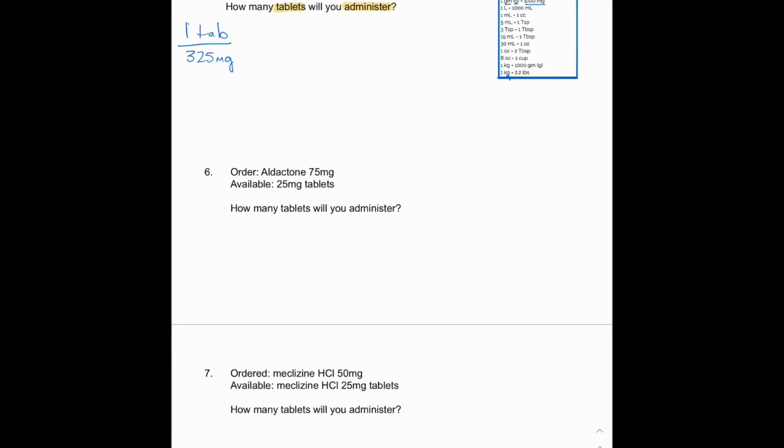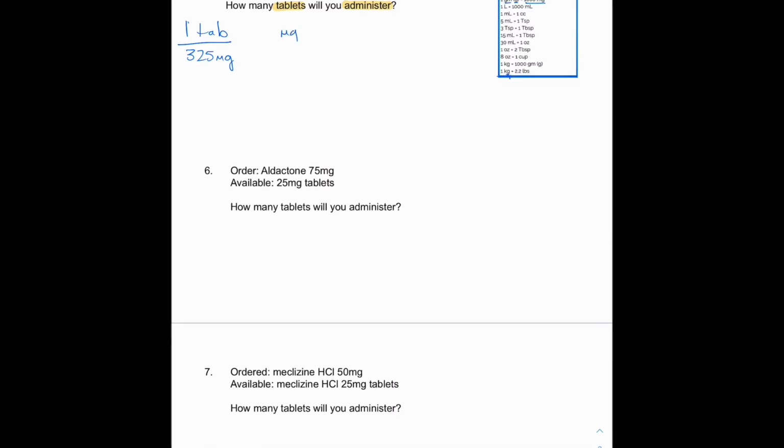And then this one's going to work out nicely because our order is also in milligrams, so we don't have to take that extra step, see? So we've got milligrams right up top. We can go right here. That's already in milligrams. That cancels out. So we're done there. 650 over 325 is going to equal 2 tabs.